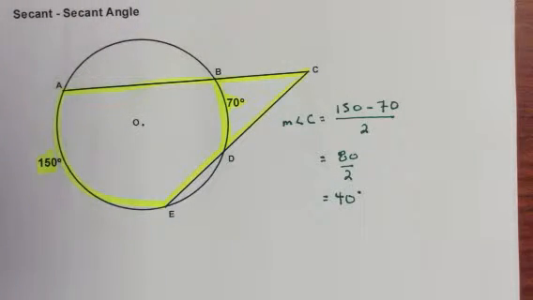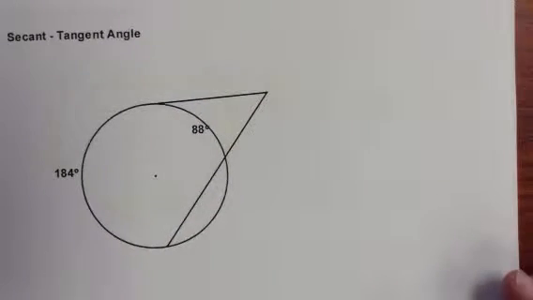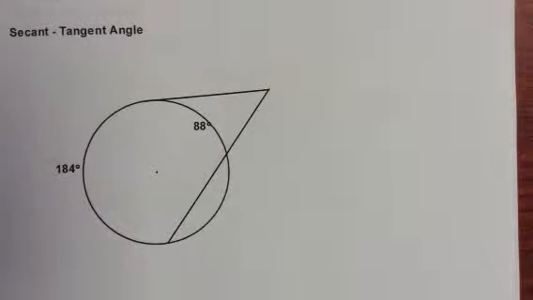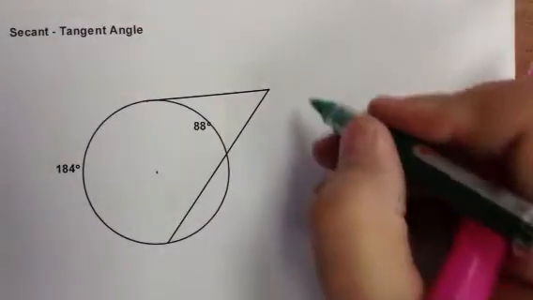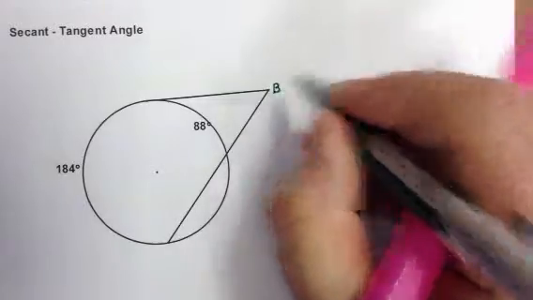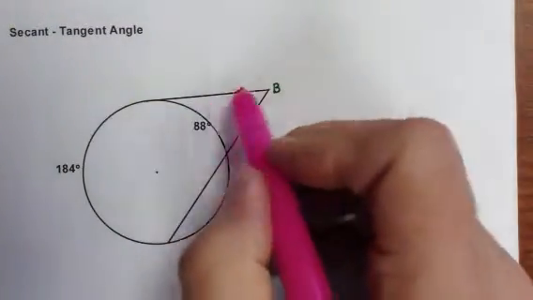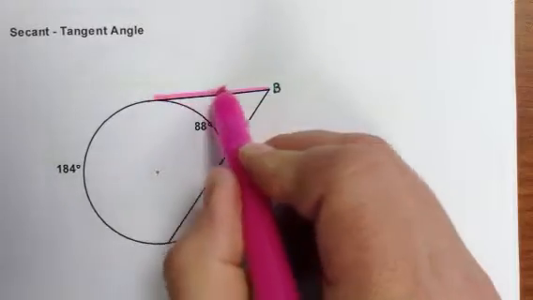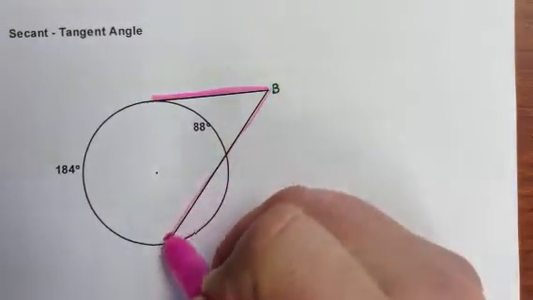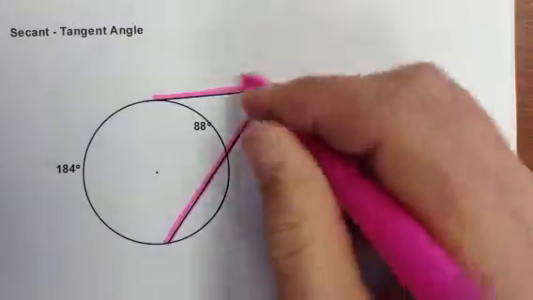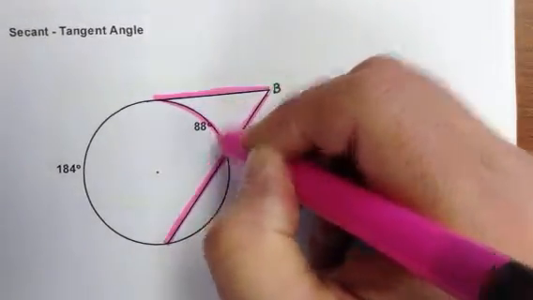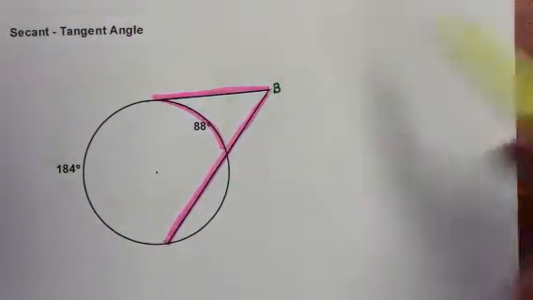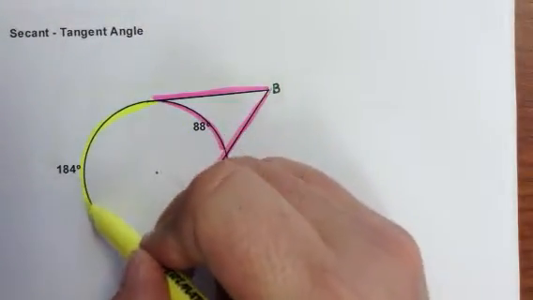Alright, third one is a secant-tangent. A secant-tangent angle is formed by the intersection of a secant and a tangent. So if I'm going to find the measure of angle B, let me highlight the tangent, and let me highlight the secant. This is going to create two intercepted arcs, one of 88 degrees, and the other is given as 184.